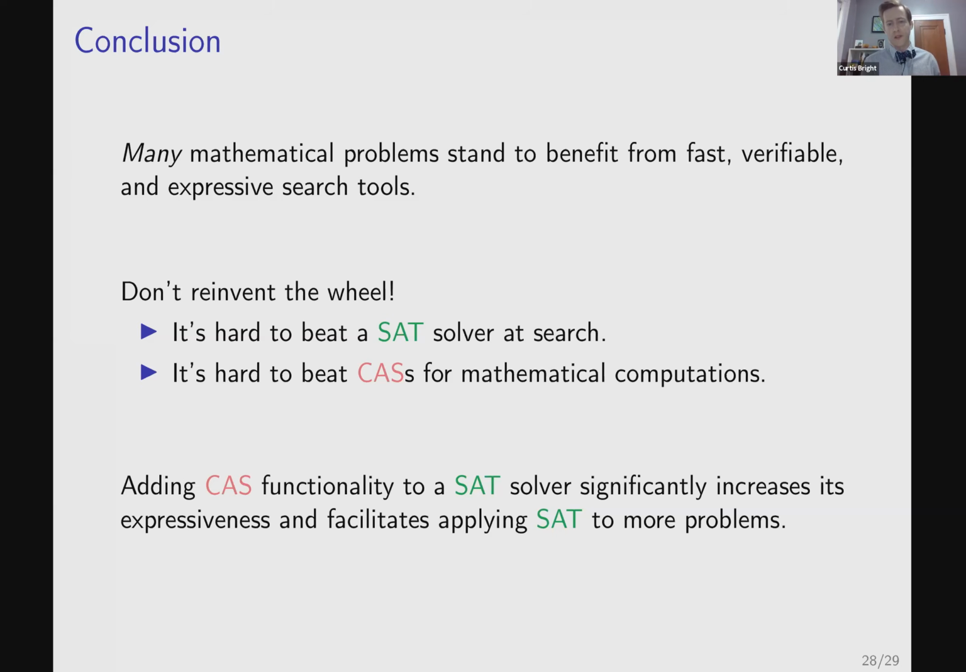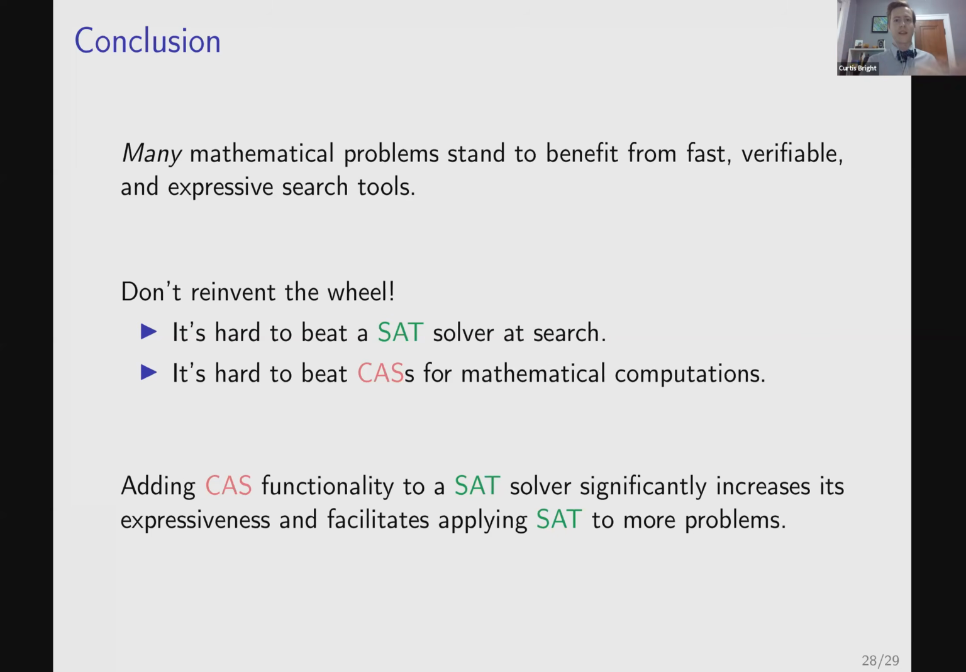You don't want to reinvent the wheel. You could always write your own search for some mathematical object, but unless you really know something about the space, you're probably not going to beat a SAT solver at search, right? SAT solvers have been tuned for decades to be extremely efficient at this sort of general purpose search with the learning. So don't try to compete with a SAT solver at the thing it's best at. On the other hand, you could also try to write your own Fourier transform or something, but CASs and mathematical libraries have been developed over decades to do that effectively as well. So there's no sense in rolling your own if something's already available.